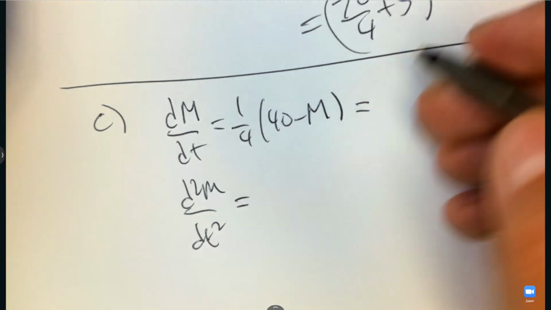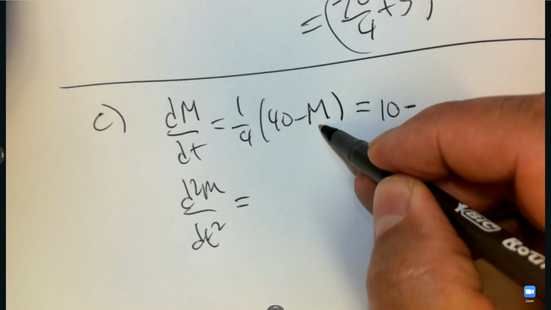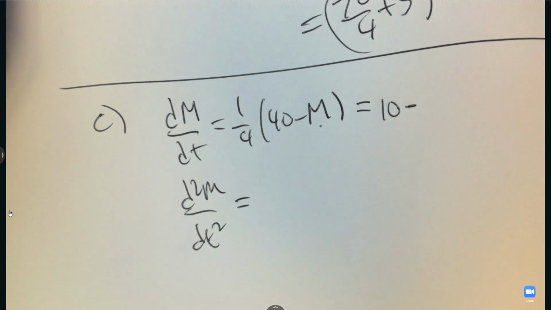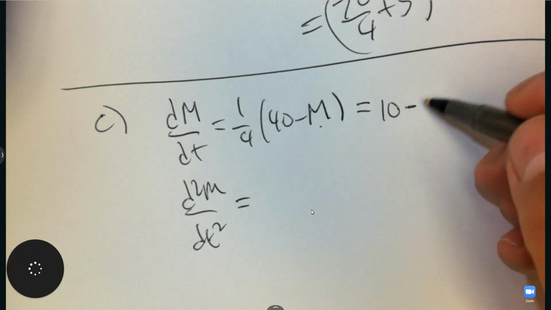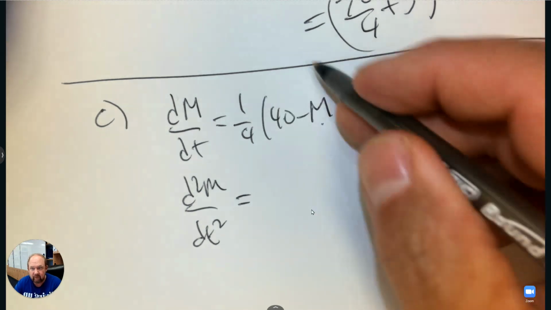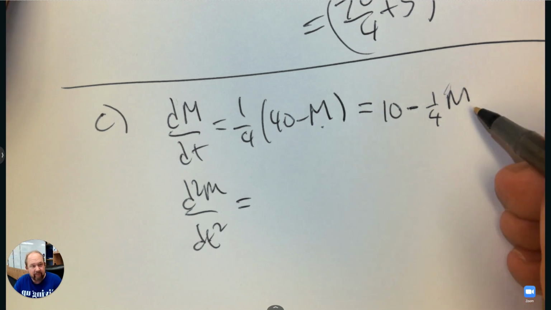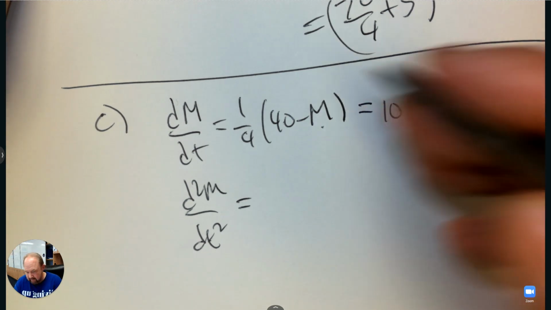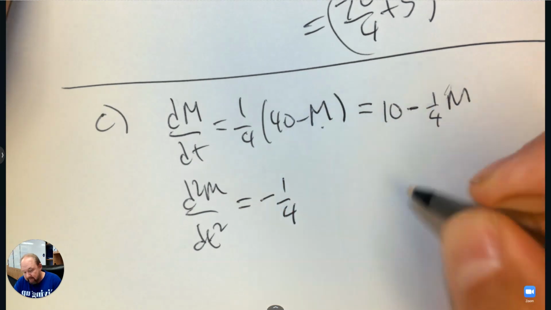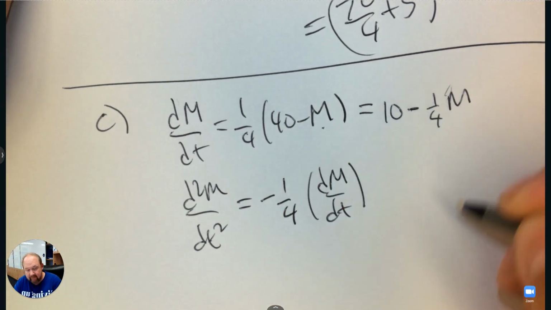So 1/4 times 40 is 10, and then 1/4 times negative m is, oh, I can't believe you can't see me. I'm right here, just in case you want to know. 1/4 times big M is that. So I just distributed. And then what's the derivative of that? So the derivative of 10, that's 0. The derivative of negative a quarter m, this has to be done implicitly, is negative a quarter, but it has the hook dm by dt.